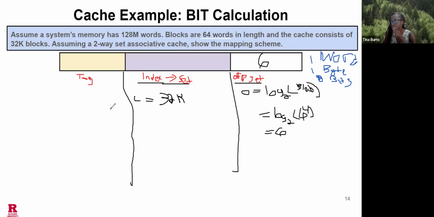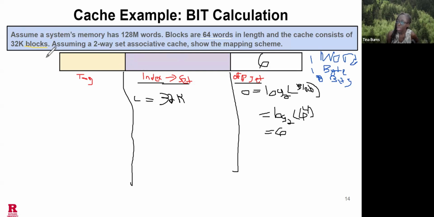And I'm given K blocks. This is an important part right here. That is 32K blocks, right? It is not bytes, but blocks. So this is the same thing as saying 32K lines. So now I have the number of lines, which makes it a little bit easier than the example that we had before, because this is telling me the number of lines that I have.